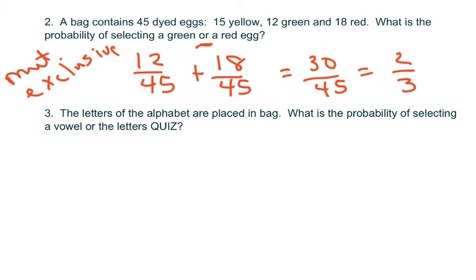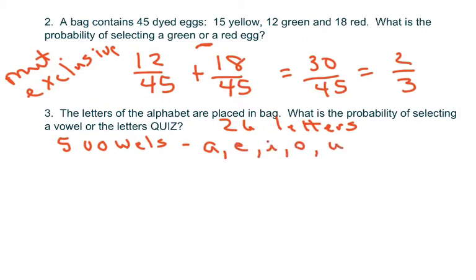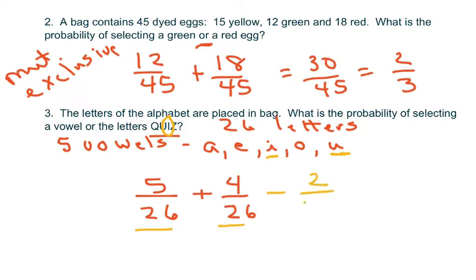All right, now here's another one. The letters of the alphabet, we're going to do 26 letters. There are 5 vowels. I know this one's kind of hard if you don't speak English, but our vowels are A, E, I, O, and U. So what's the probability of selecting a vowel? That's 5 out of 26. Or these letters, that's 4 out of 26. However, there are 2 vowels in this word, U and I. So we subtract what we counted twice: minus 2 out of 26, which is going to give us 7 out of 26, which is approximately 0.269.